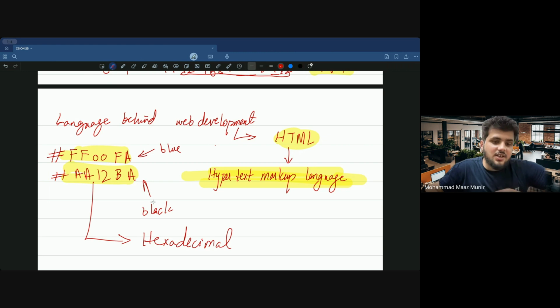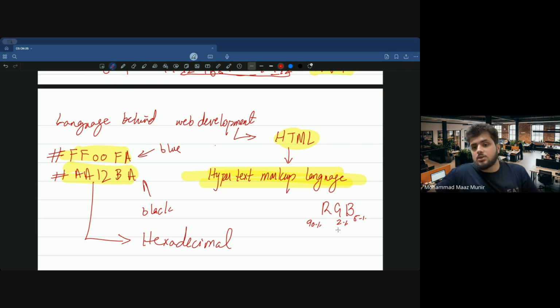Yeah, these are different shades. Now look, we have millions of colors. We don't only have the basic 3 colors, red, green, and blue, which are known as RGB. But let's say I want to make a color which has 5% blue, 2% green, and 93% red.